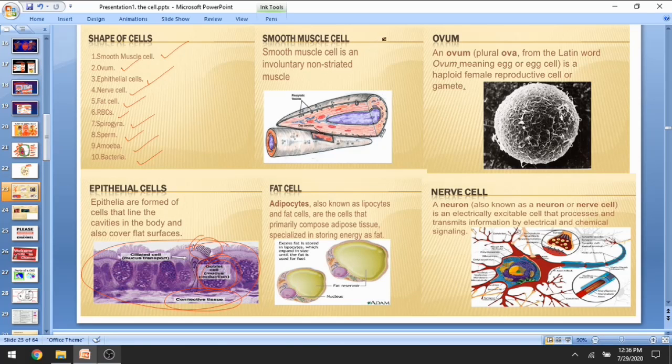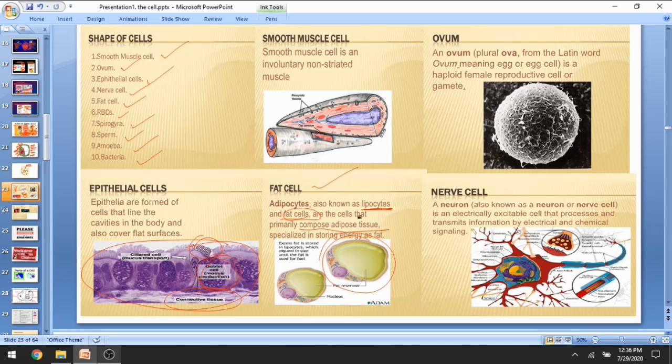Smooth muscles are a kind of cell with a shape like this, and smooth muscle is involuntary, non-striated muscle. Fat cells are adipocyte cells, known as lipocytes or fat cells. Fat deposition takes place in this kind of cell. They look like this, and they are cells primarily composed of adipose tissue just beneath our skin. If you hold your skin, you will find a thick layer beneath your skin, and it is composed of adipose tissue.